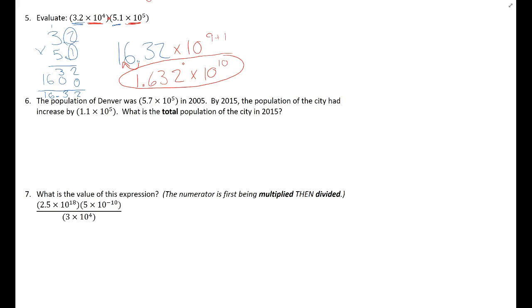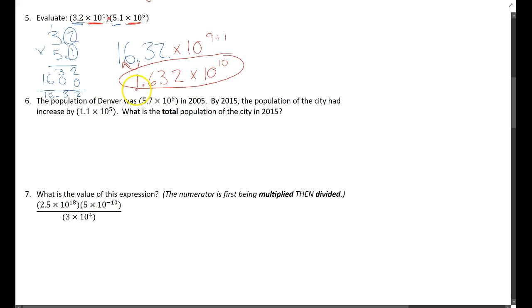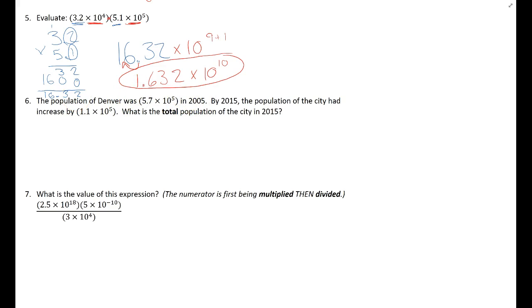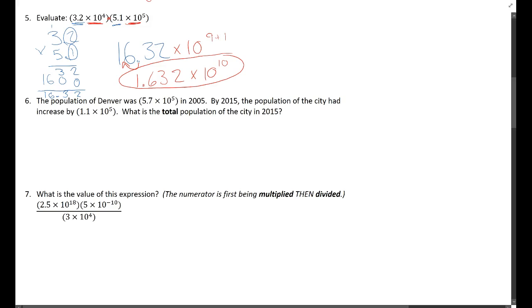Next question. The population of Denver was 5.7 times 10 to the 5th power in 2005. By 2015, the population of the city had increased by 1.1 times 10 to the 5 power. What is the total population of the city in 2015? So what I encourage you to do is take a moment and go ahead and try this and see what you're seeing. So the population of Denver was this. It increased by this. So I'm going to write boxes around that. I'm going to underline increase, and I want to know the total population of the city.